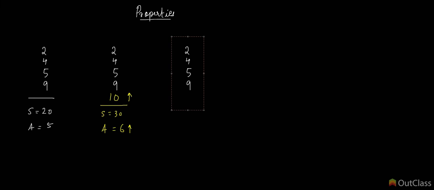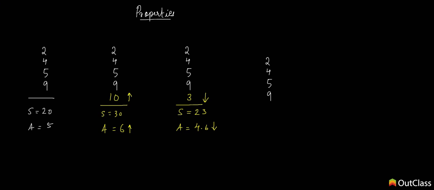What happens if you add a number smaller than the average? So let's say I'm adding a 3 to the mix. Now the sum is 23 and there are 5 numbers, so the average is 23 by 5, which is 4.6, which is less than 5. So when you add an observation smaller than the average, the average drops as a result.